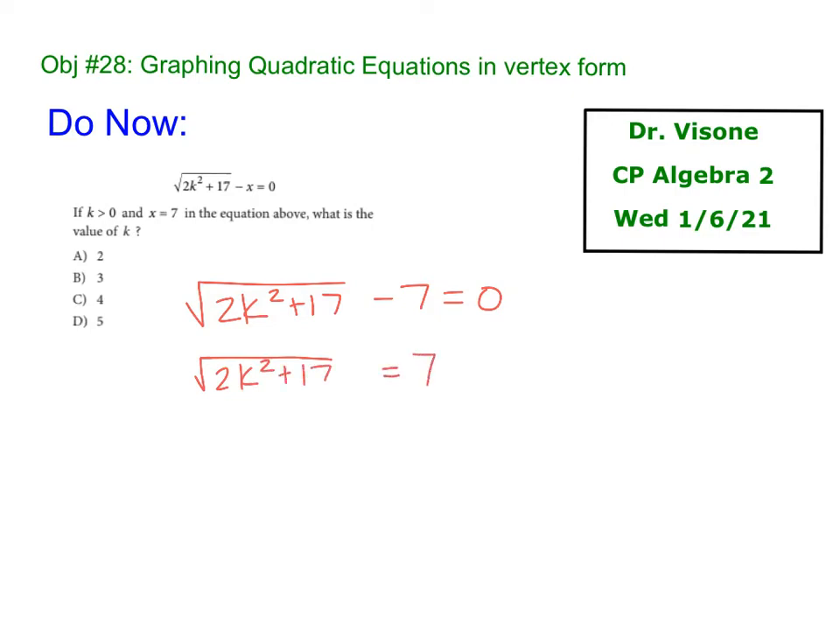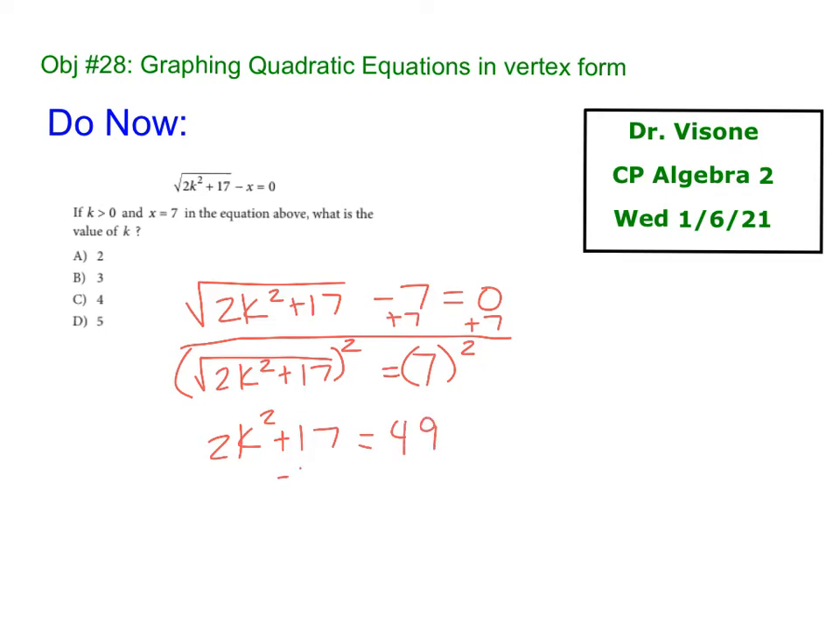So I added the 7 to the other side, right? Now, we haven't solved a square root, but where does a square root come from? Think about when we had a square root. The opposite of a square root is a square. So we're just going to square both sides. 2k squared plus 17 equals, what's 7 squared? 49. I'm going to minus 17 on both sides. 2k squared equals 32.